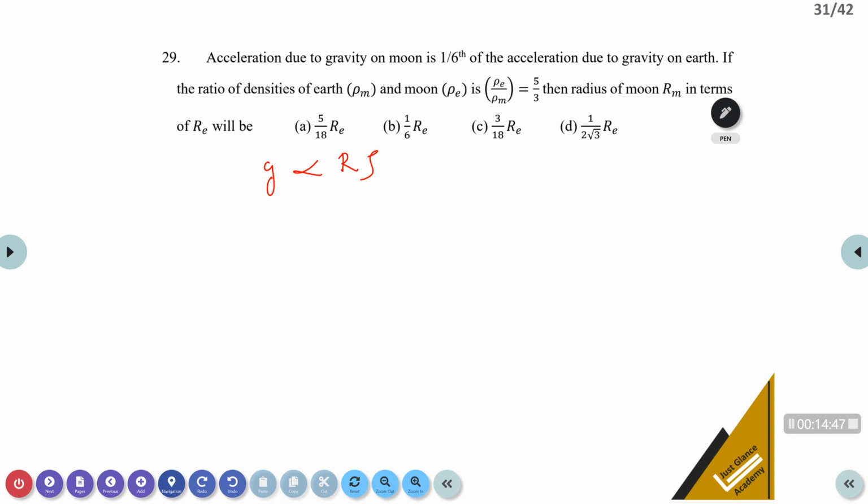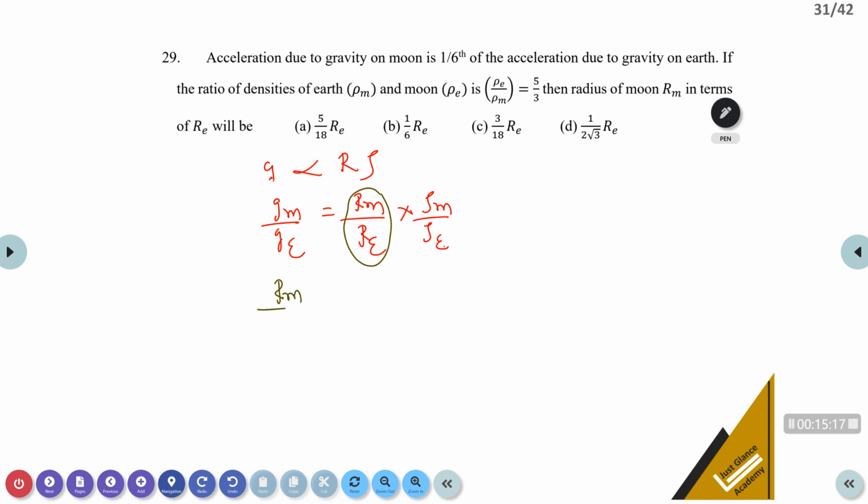Now you have to find it. The radius is asked, so that g of moon divided by g of earth equals R of moon divided by R of earth, rho of moon divided by rho of earth. But now you have to find this relation.